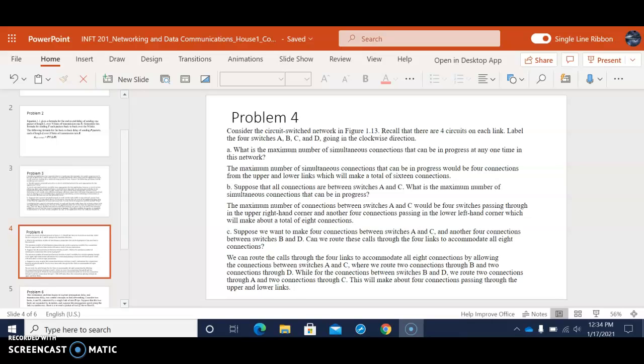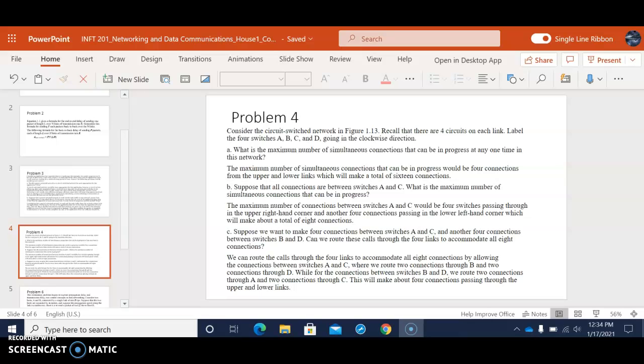Okay, so it will be in the upper right-hand corner again, which will be the upper links. And then you will have another 4 connections passing through the lower left-hand corner, which will be around D. If you make these 4 connections, now these are in progress. Now the total will be 8 connections.